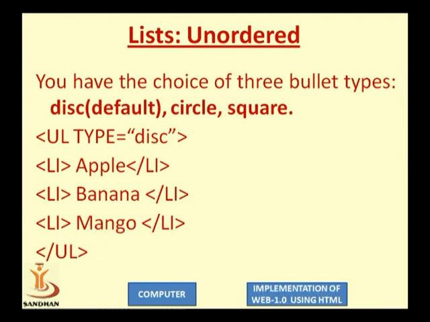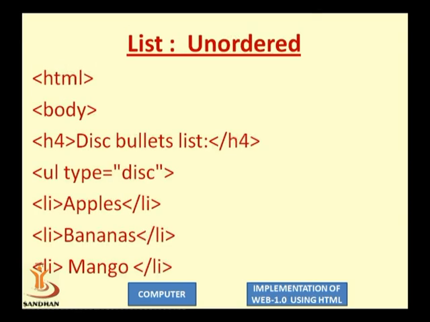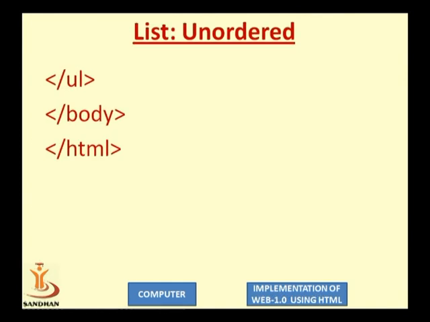So what will be the output of that? See, this is the output of the unordered list: apple, banana and mango, and here we use bullets, and disc is there, right? So this is the example of unordered. One more example, right? So here we take different things.